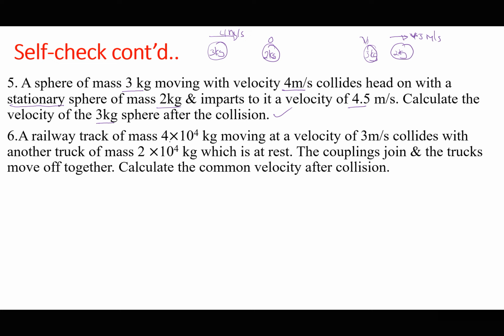A railway truck of mass 4 times 10 to the power of 4 kilograms moving at a velocity of 3 meters per second collides with another of 2 times 10 to the power of 4 kilograms, which is at rest. The couplings join, so it becomes one body. So the total mass becomes the sum of the two. And the trucks move off together. Calculate the common velocity. So here you just use conservation of momentum.